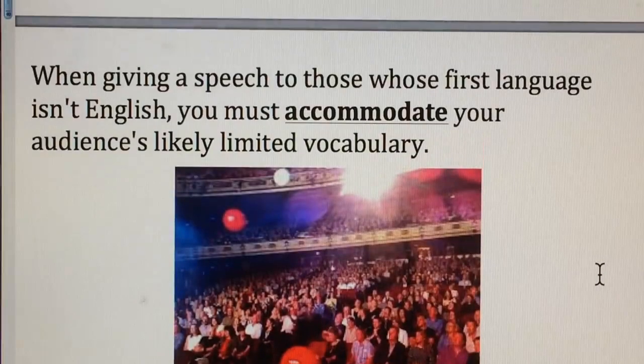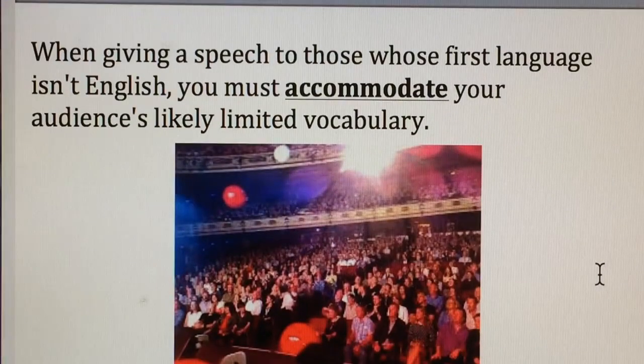So your example, which is your sentence of the day, is when giving a speech to those whose first language isn't English, you must accommodate your audience's likely limited vocabulary. Okay? In other words, if you're giving a speech, who do you need to think about? You need to think about your audience.